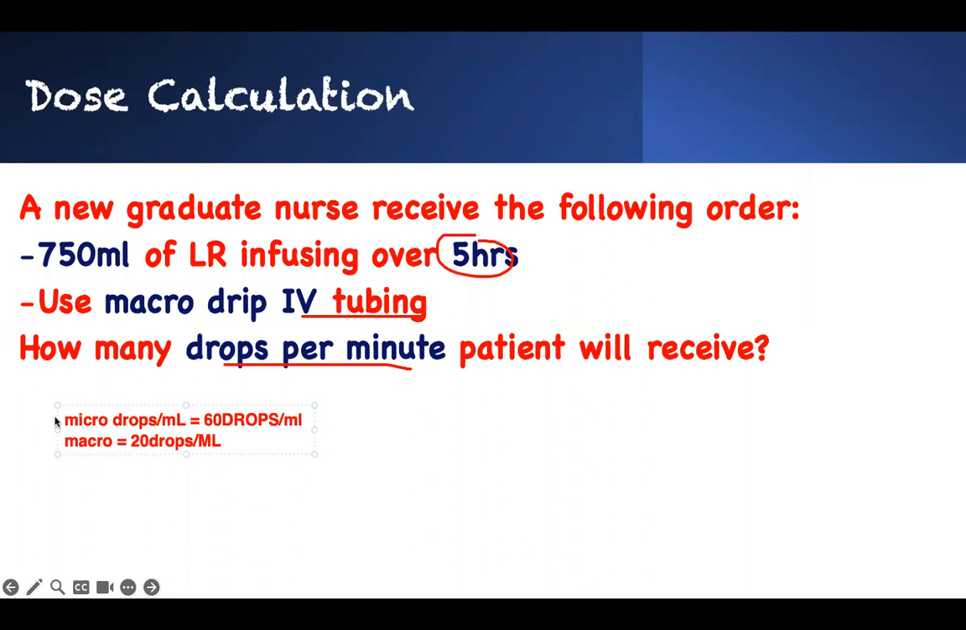Even though we think macro is bigger, macro is actually the smaller drops. That means you have a small amount of drops in a ml, 20 drops in a ml. But if it's micro, the drops are very small, so it takes a long time. The way I do this is I don't use a formula. I use dimensional analysis, but I'll show you where that formula came from.